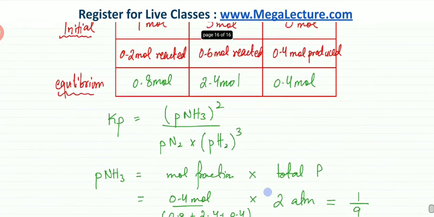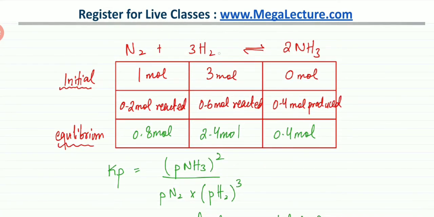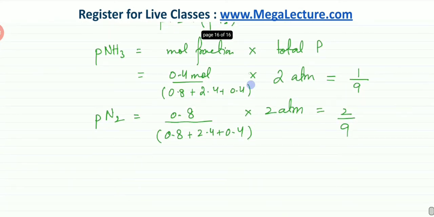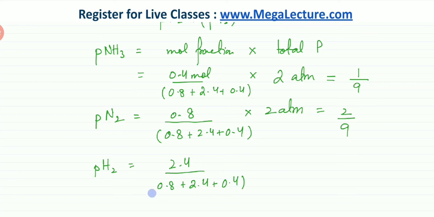And the last thing we're going to do is find the partial pressure of H2 over here. It's going to be 2.4 moles divided by the total moles. So the partial pressure of H2 is going to be 2.4 divided by the whole thing, which is 0.8 moles plus 2.4 moles plus 0.4 moles, multiplied by 2 atmospheres again. And the answer comes out to be 2 divided by 3.